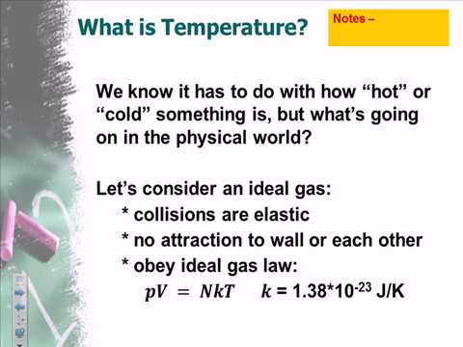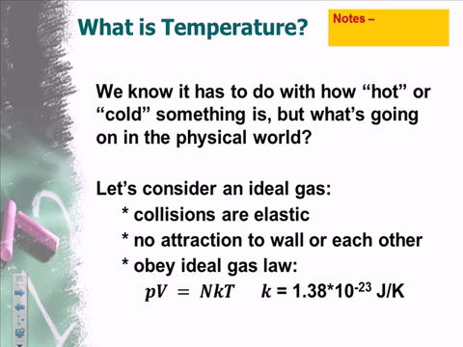So let's start off by considering an ideal gas. An ideal gas has three key properties. First of all, the collisions that happen in an ideal gas are elastic, which means kinetic energy is conserved. We don't have any attraction between the gas molecules and the wall, or the gas molecules and each other. So there's no attraction between the gas molecule and anything. It also obeys the ideal gas law.